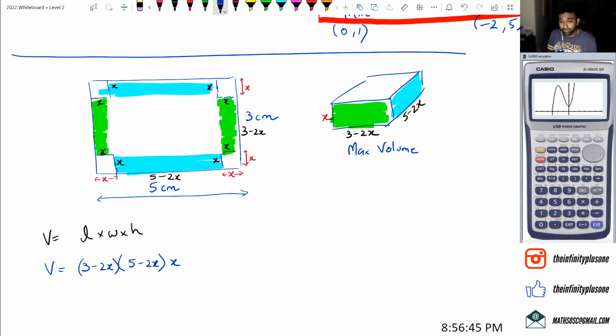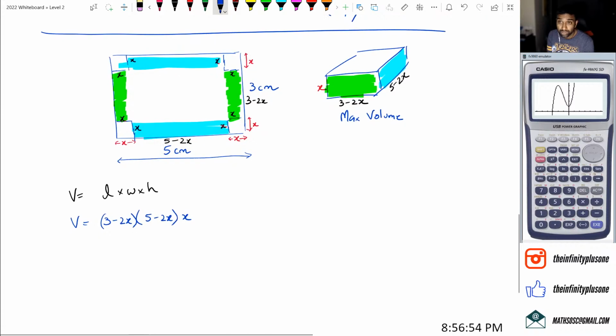And I'm going to pause here because what I'm going to get you guys to do is expand this, differentiate it, put it equal to 0, solve it, and tell me what x is. And also tell me what the maximum volume is.